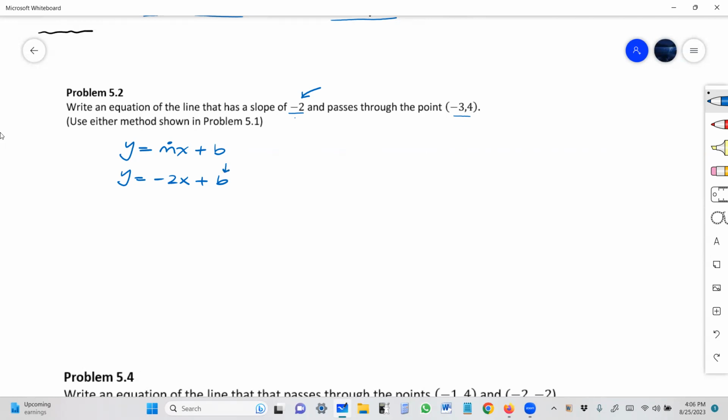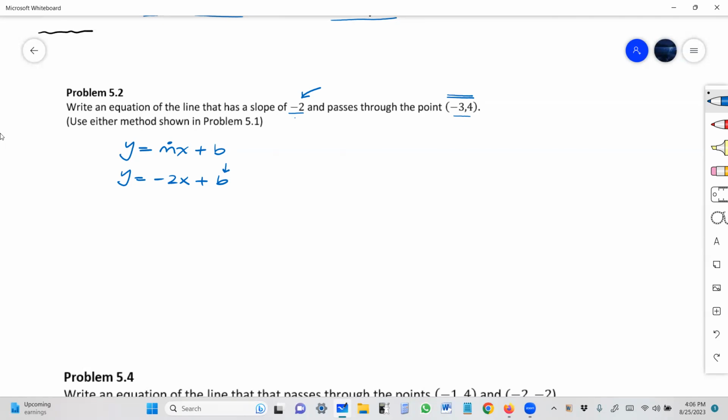And this is going to be the case with every single type of problem. We are going to find slope. In this case, it's given, and we're going to find b. Now, how do we find b? To find b, whichever type of problem you have in this section, it's always going to be done the same way. You're going to use the point that you are given, and you're going to find b.